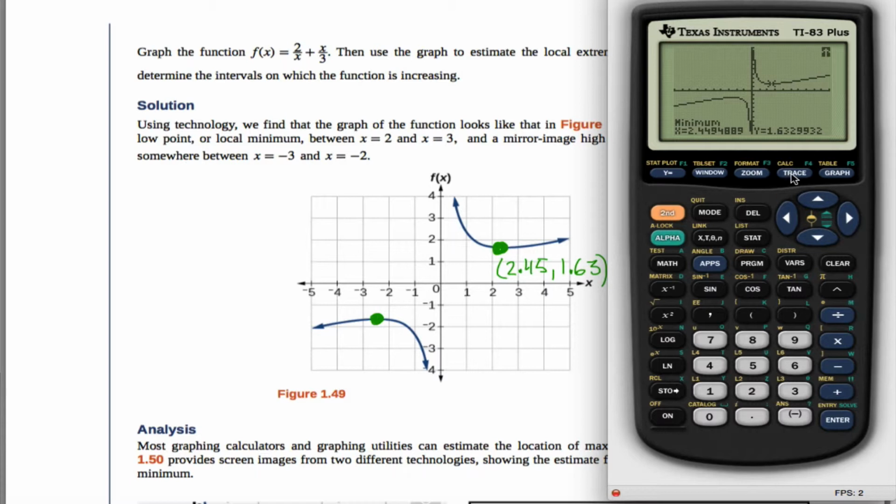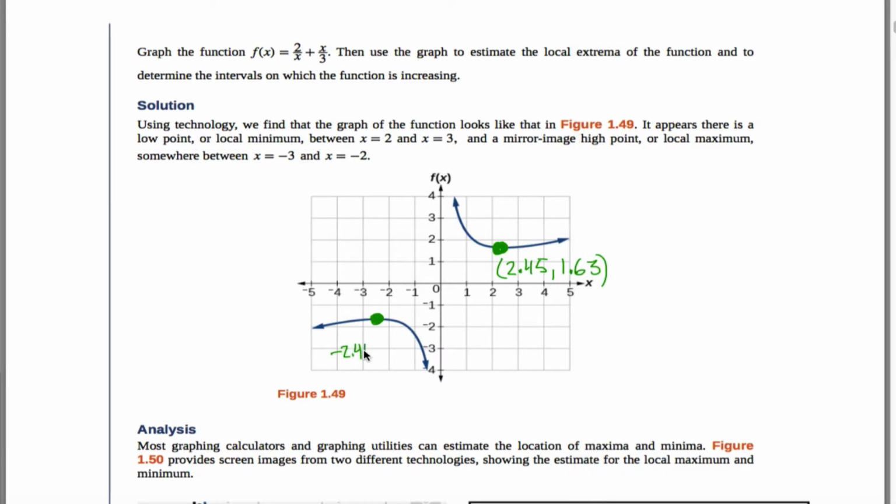And I can do the exact same thing. Maybe I'll go a little quicker this time to find these coordinates here. I'll go into the calc menu. This time, instead of the minimum, I'll use the maximum. My left bound has to be to the left of the maximum. Recall that our maximum is somewhere over here, so this is certainly to the left of it. And this is certainly to the right of it. And I want a point somewhere up in here as my guess. The calculator thinks for a minute, and it spits out, hey, look at that. Very similar to the point I just found, which makes sense. There's a lot of symmetry inherent in this graph, except now it's negative 2.45 and negative 1.63. So those are the coordinates of this point right here.